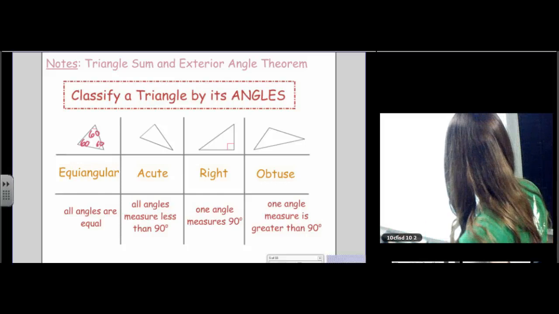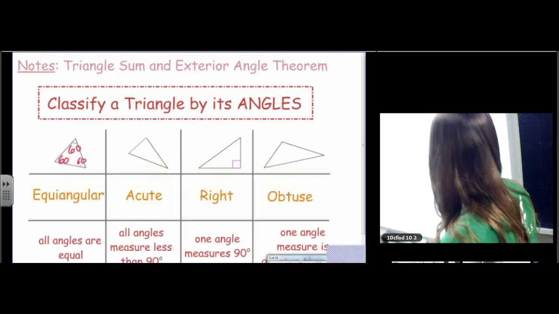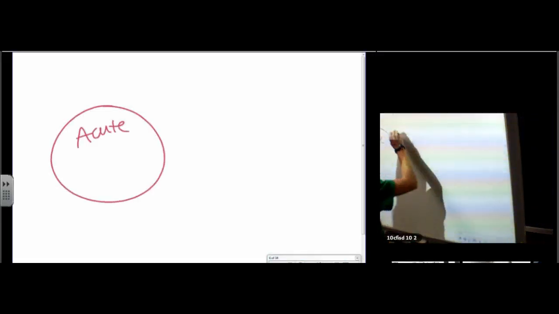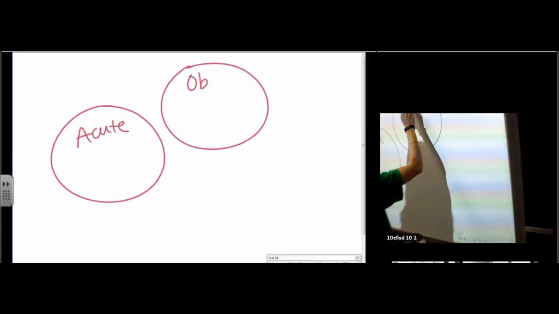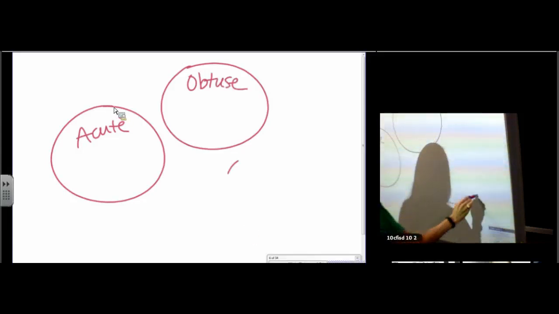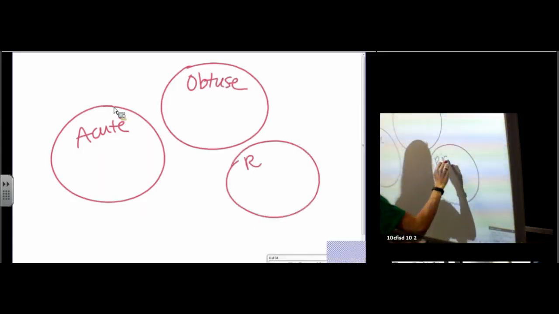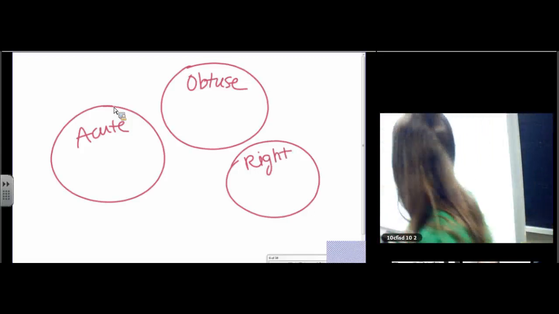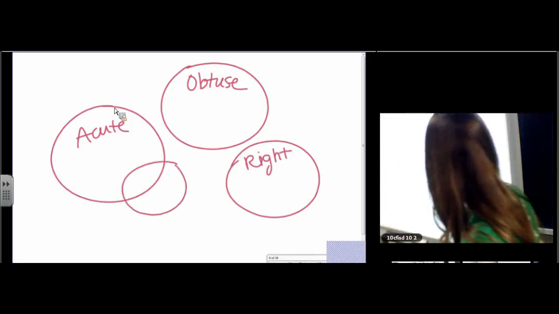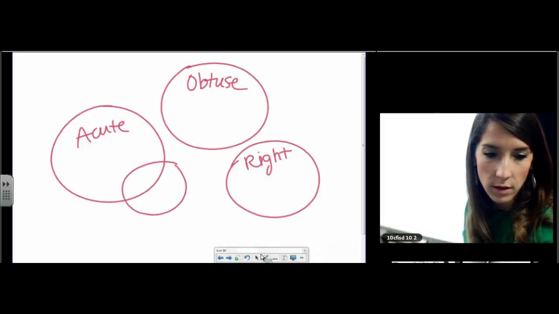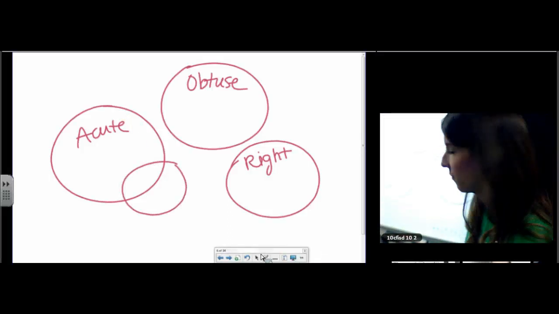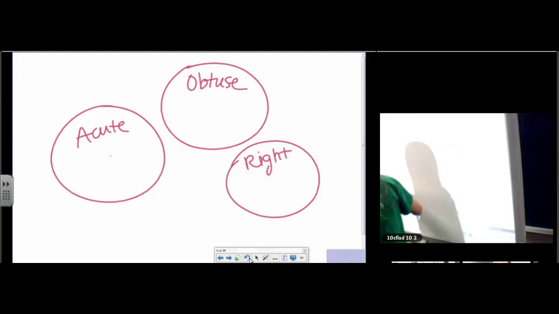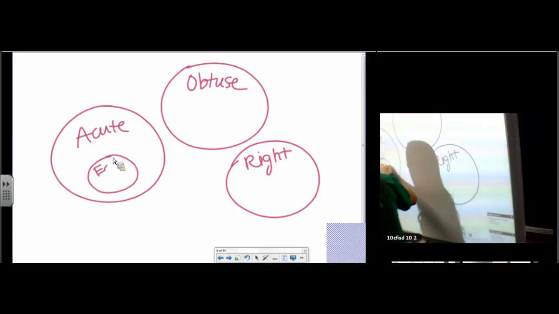Okay. So, if I asked you to draw a Venn diagram with these words, we would have acute, and then we'd have obtuse because there's no overlap there. We'd have our right triangles. But then where would I put equiangular? Would equiangular go like that? Does it overlap with acute? Like that? Or would equiangular completely fall inside acute?